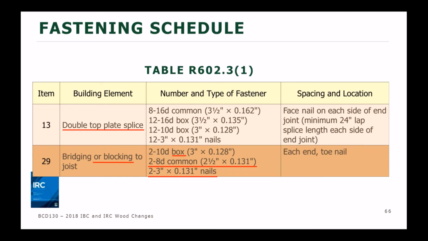And here you've got the 10D box, which before just had 10D without a reference to whether it was box or common. So this clarifies the size of the nail as the minimum size. There's also the two 8D commons or two 3-inch by 0.131 inch nails. These nails are going to be toe nailed in at each end of that bridging or blocking.